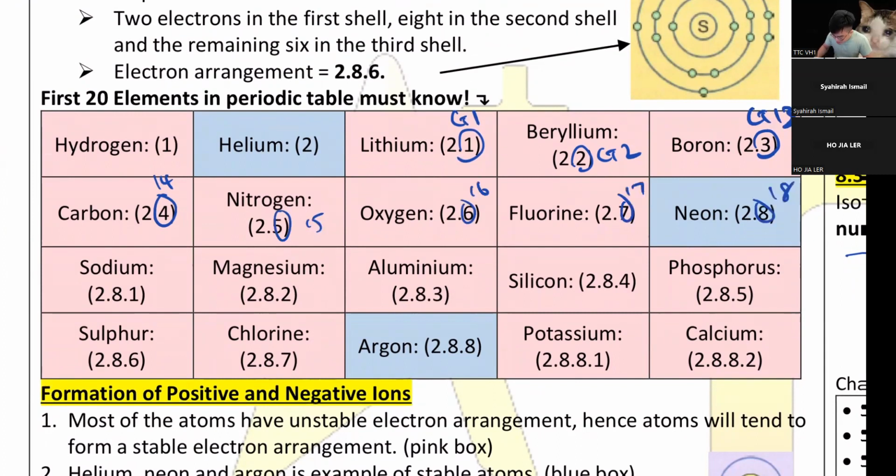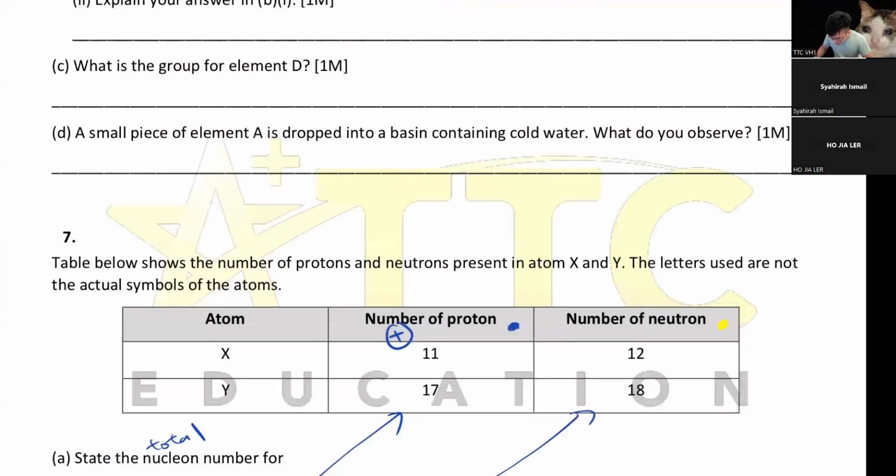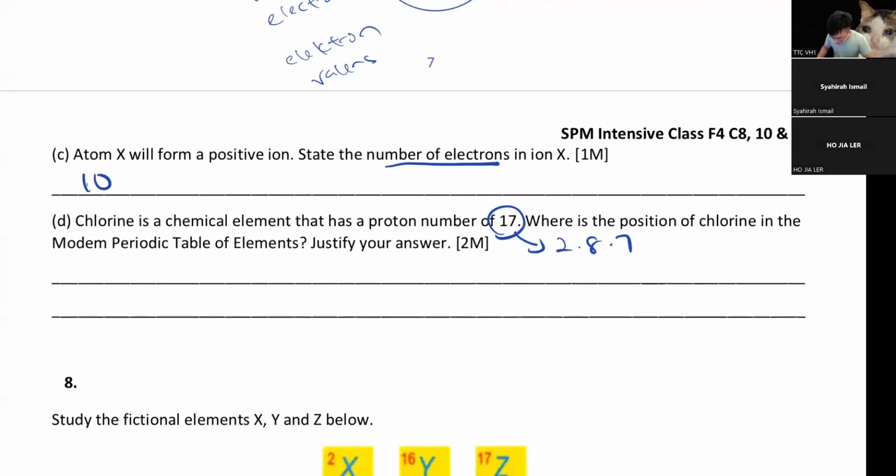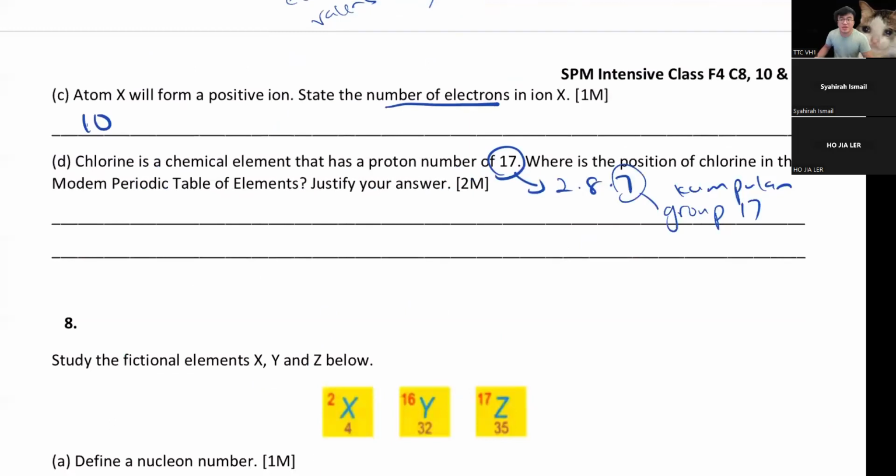So group 18 is the happiest. This guy is very happy. 2.8, 8 also very happy. These two are the same group, very satisfied. They are already full, the valence shell sudah penuh. So for 2.8.7, the 7 means it is in group 17, kumpulan 17. What about the period, kala?